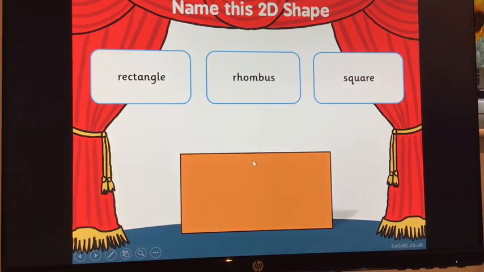And the next shape, is this a rectangle, a rhombus, or a square? Now, as we've just discussed with the previous slide, a square and a rhombus have all 4 sides equal in length, and this doesn't, so we can safely say this is a rectangle.